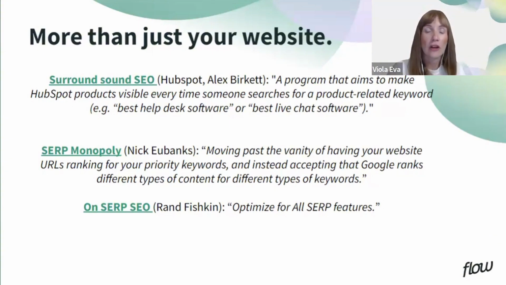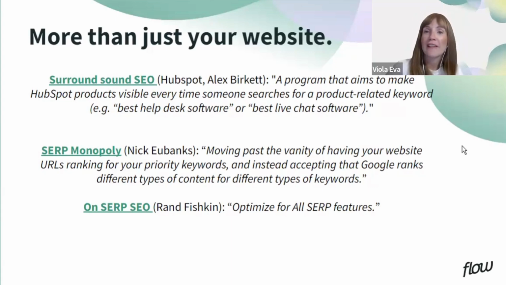So as SEOs, obviously, I love content, I love our blog content and the things, but that's just one part of the equation. As important is how everyone else talks about us on the web. Now, different people have called this different ways. So my friend Alex Birkett, when he was at HubSpot, he used to call this surround sound SEO. Nick Eubanks, a very well-known SEO, calls it SERP monopoly. Rand Fishkin has been going on about this for probably at least 10 years, calling it on SERP SEO.